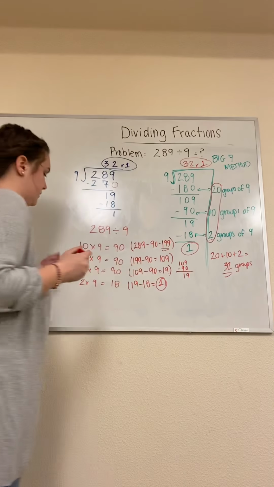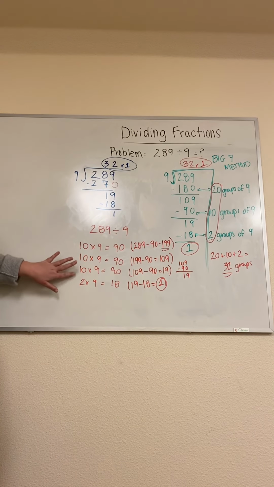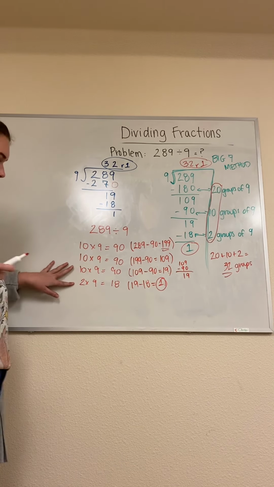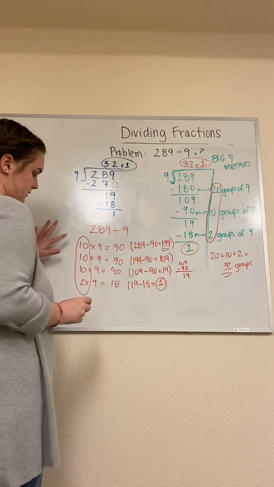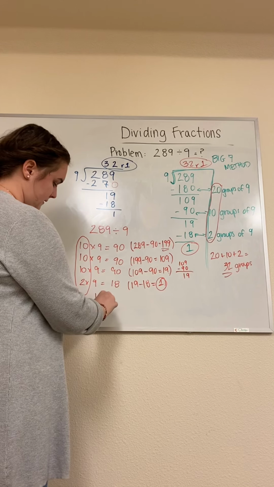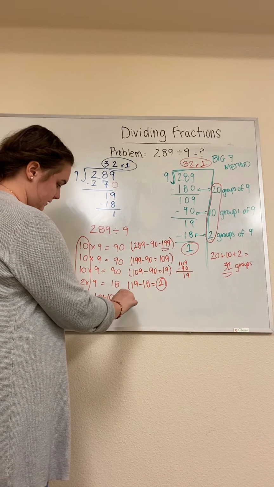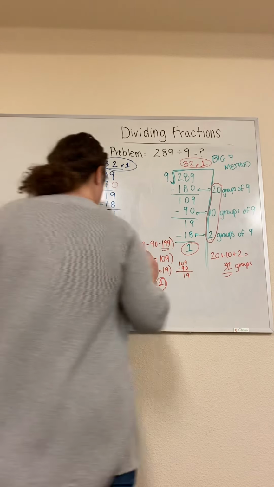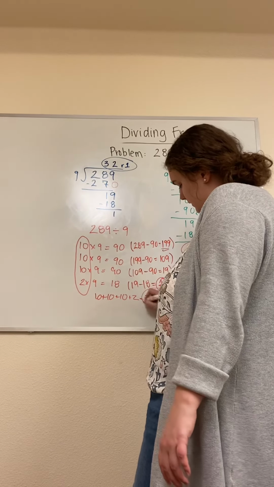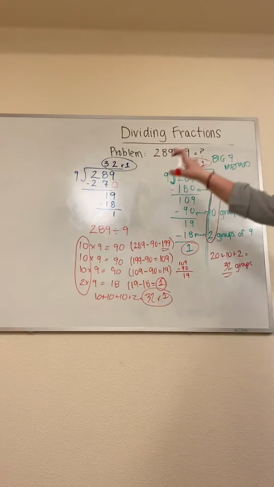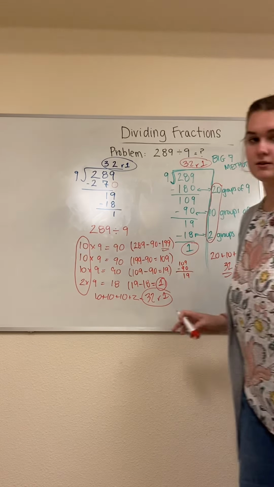So we're going to add up the amount of groups that we have and include our remainder. So we have 10 plus 10 plus 10 plus 2, which equals 32 with our remainder of 1 right there. So we have 32 remainder 1, which is the same answer we got for the other ones also.